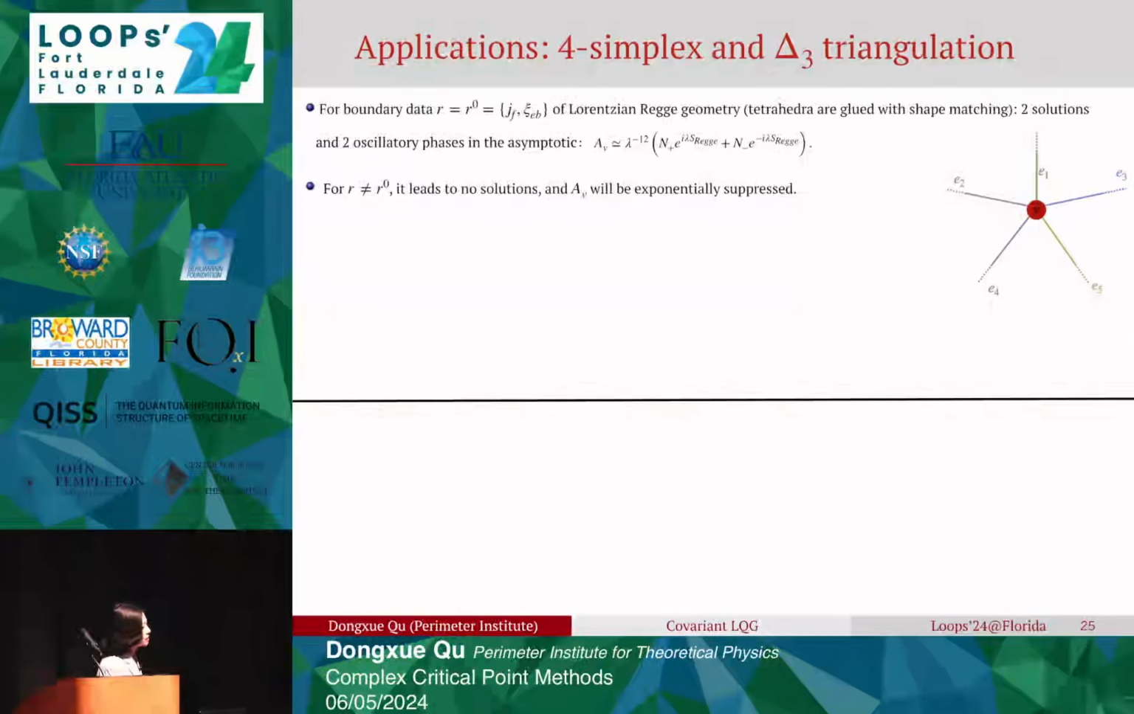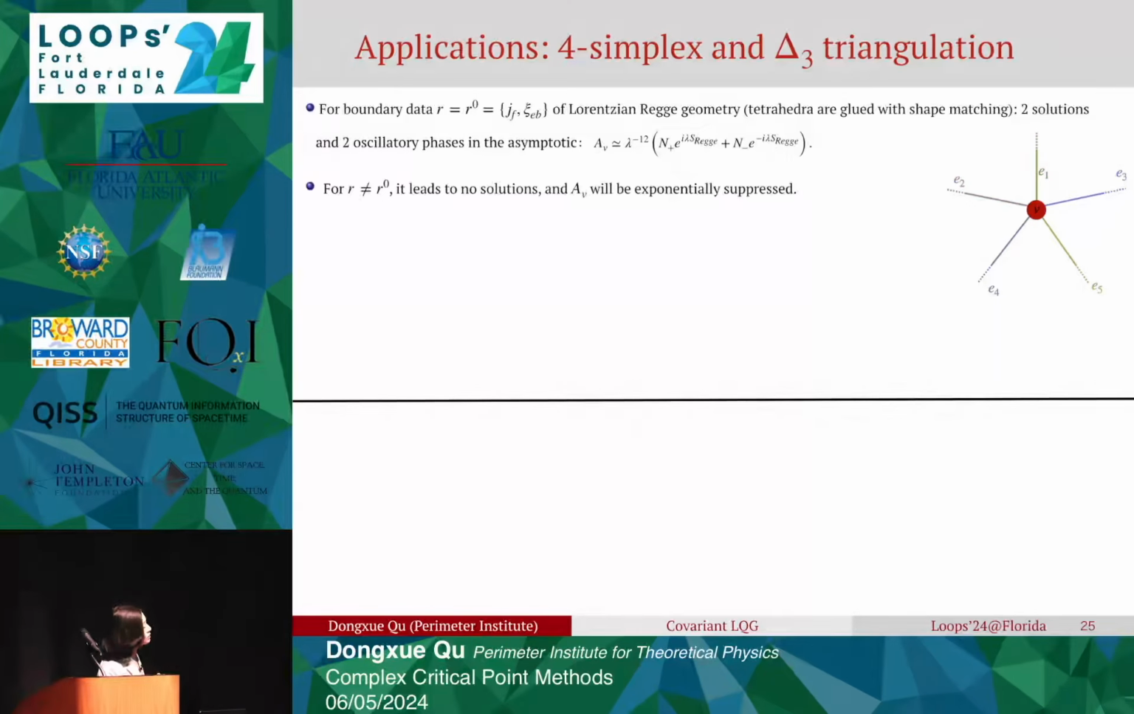So actually, this method can help us resolve a lot of confusions. For the first example, I will use the 4-simplex. For the boundary data, R is equal to R0. Here, R0 means the Lorentzian Regge geometry, and the tetrahedra are glued with shape matching. Then in this case, there are two solutions with two oscillatory phases in the asymptotics. This is the asymptotics of the full simplex amplitude.